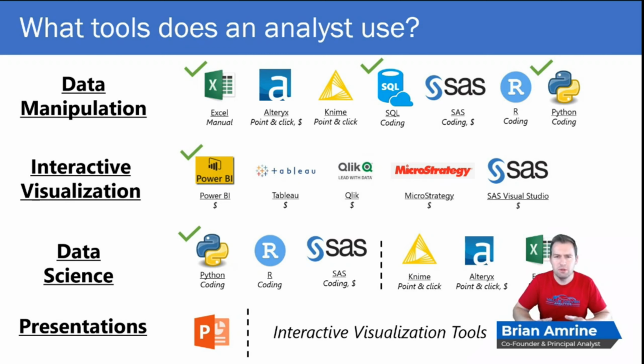In terms of data manipulation, I mentioned earlier, Excel has been a staple for years for more manual data manipulation. There are also some point and click tools. Alteryx does come with a licensing cost, but it's a point and click tool. There is the ability to code within it as well. Knime is an open source, perhaps, or it's at least free alternative that's also point and click, similar to Alteryx in a lot of ways.